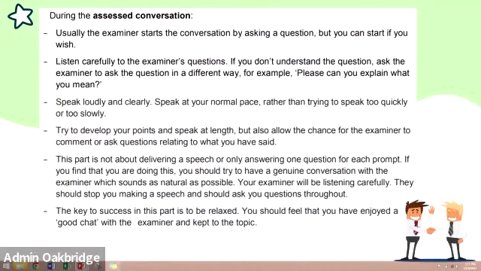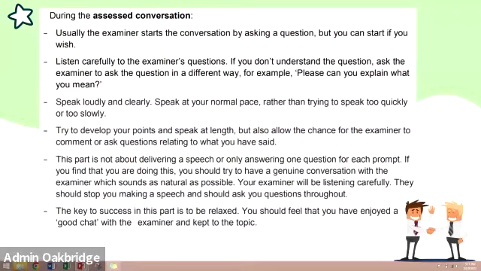But at the same time, allow the chance for the examiner to comment or ask you questions relating to what you have said. You cannot be the only one talking. Every time you respond, give a chance for the examiner also to respond to what you have said. Then only you can have a two-way conversation. So please remember, part D is not about delivering a speech, or just answering questions based on the prompts given.